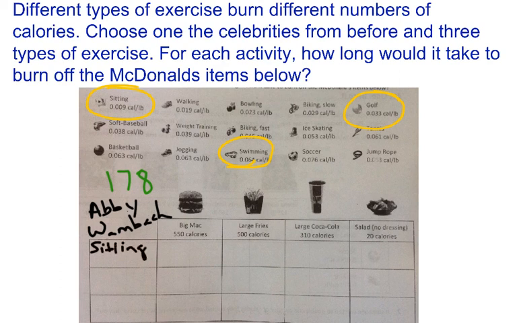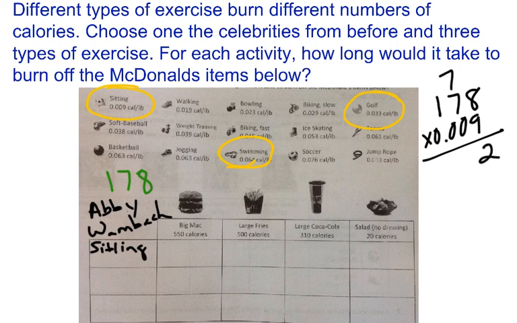So if she weighs 178 pounds and burns 9/100 of a calorie, I need to know how much she's going to burn per minute of just sitting around doing nothing. So I multiply 8 times 9, which is 72. 9 times 7 plus 7 is 63 plus 7 is 70. And 9 times 1 plus 7 is 16.